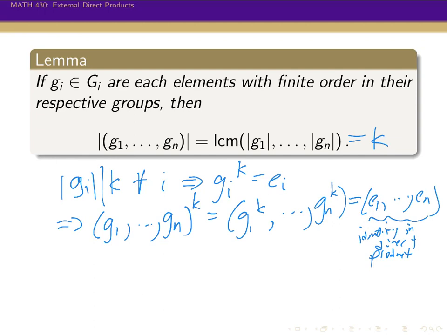And so this tells us that the order of (g_1, ..., g_n), the order of this element in the direct product, has to divide K.